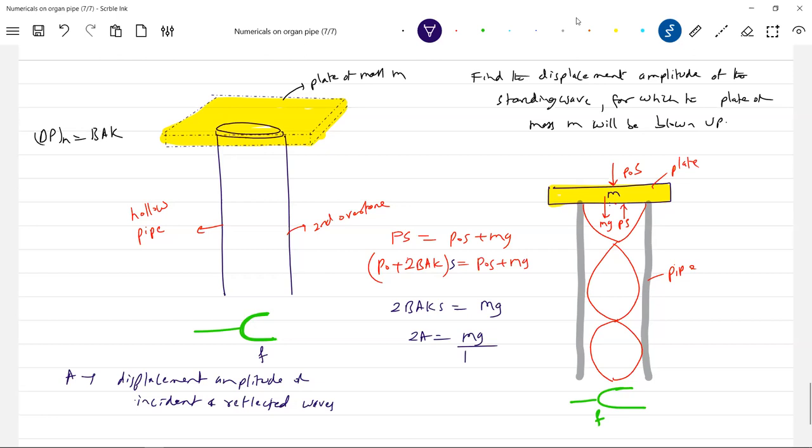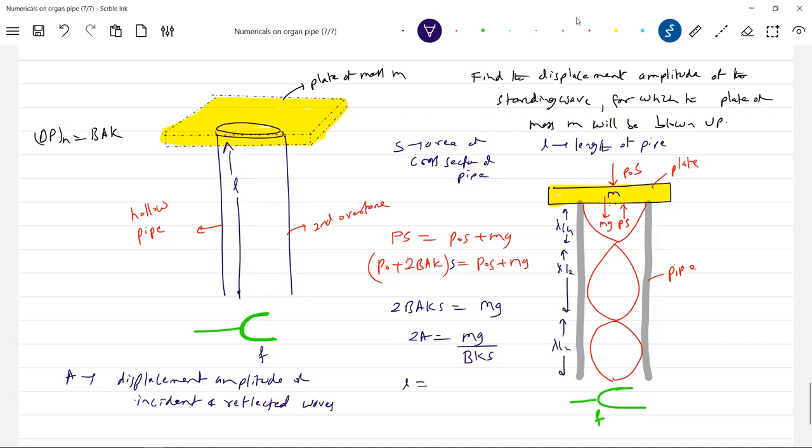So this will become how much? BkS. What is S? Area of cross section of pipe. But we don't know k. What is given? The length of the pipe is given. Can we bring the length? So what are the things? This will be lambda by 4. The length is equal to lambda by 4, lambda by 2, lambda by 2, 5 lambda by 4.